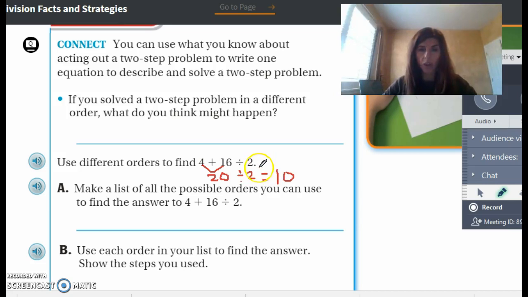Then you could also say, I'm feeling like I want to divide today. First, 16 divided by 2 is 8. And then I'm going to add the 4. And the answer we get here is 12. We have the same number sentence, 4 plus 16 divided by 2, but we ended up with a different answer.